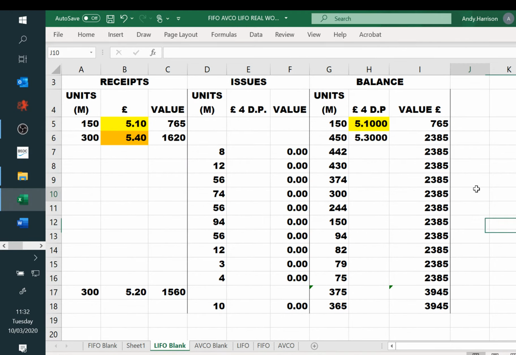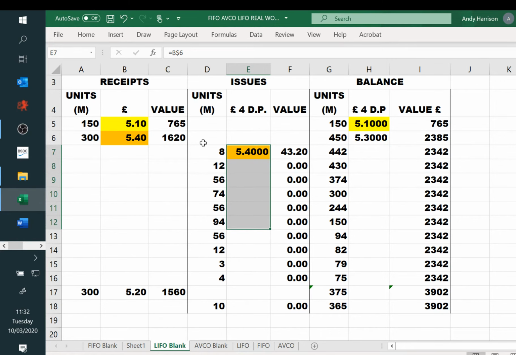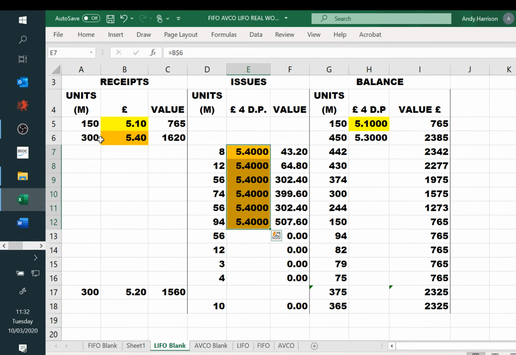So LIFO will look a little bit different. We've already done that calculation. So we're going to issue the newest possible. This time we're going to start issuing the £5.40. Now, not necessarily in practice, this is for counting purposes. And we're going to issue the £5.40 until it's run out. So this is all the way down here, a little bit further. It was 300 meters, not 150 meters. At that point, we've only got 150 meters left. It must only be the original half roll left in.